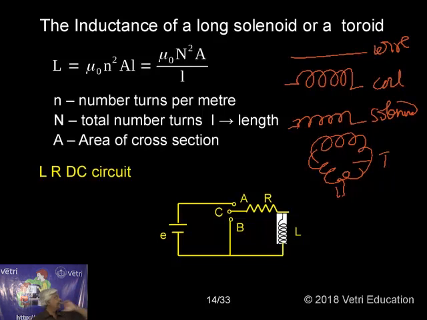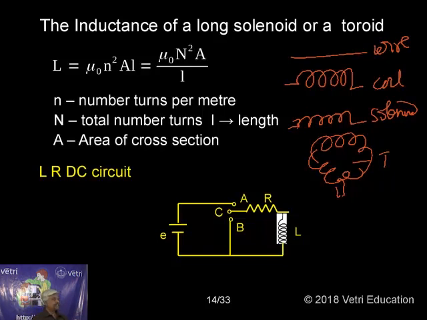So the inductance of a long solenoid or a toroid, L is equal to mu naught n squared A l. Be careful with this value: mu naught n squared A l, or mu naught N squared A by l, where l is length. So we have to find the difference between the small n and the capital N. Be careful, that is what I want to explain now.